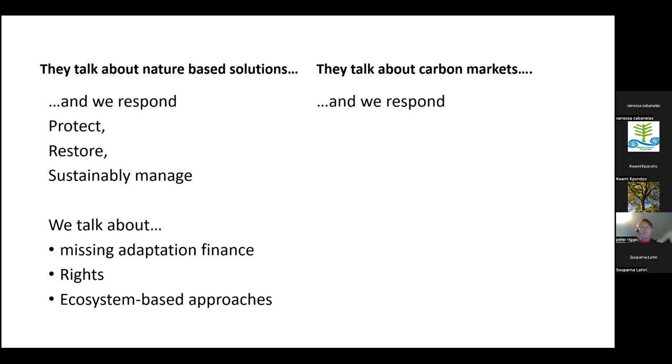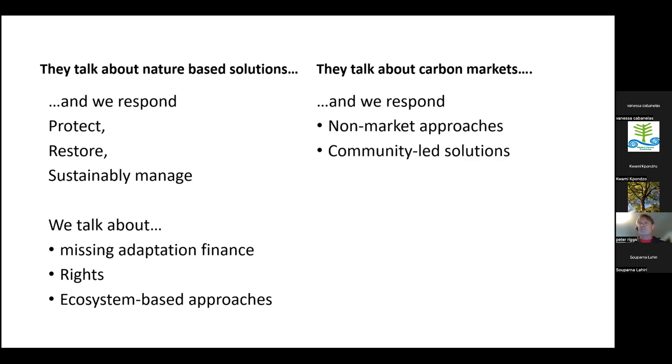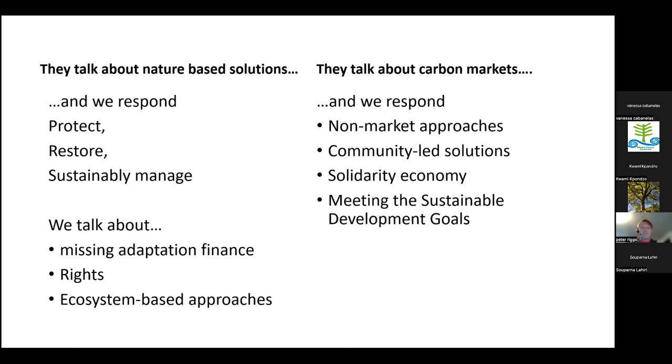When they talk about carbon markets, we respond by pointing out opportunities in non-market approaches. We talk about community-led solutions, and we talk about building a solidarity economy. And finally, addressing the climate challenge also should mean keeping focused on the Sustainable Development Goals and meeting the SDGs.